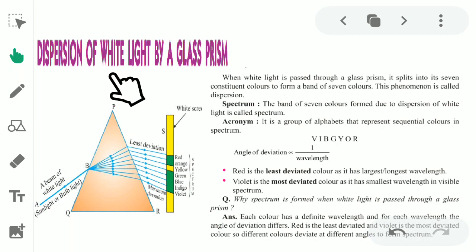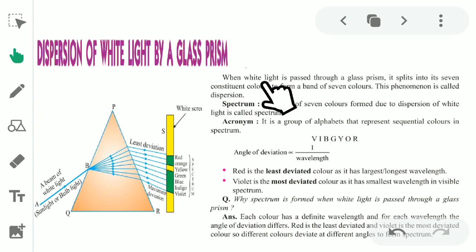Say what is meant by dispersion of white light. When white light passes through a prism, the refractive index of the prism is different for different colors. You know white light is a composite light, that is a polychromatic light. It contains 7 colors. All these 7 colors move with different speeds. That causes dispersion. So what is dispersion?